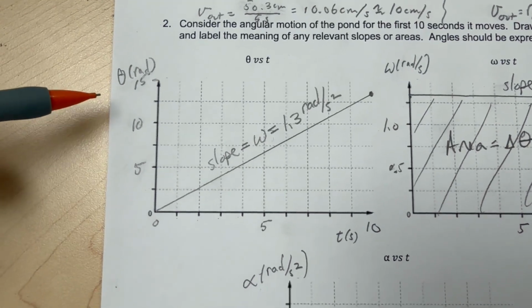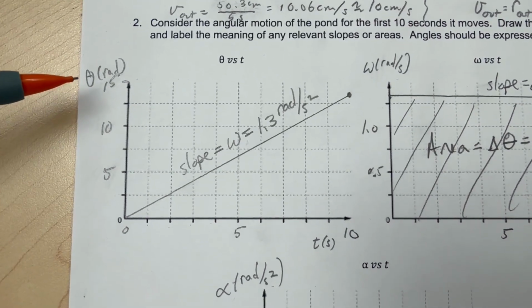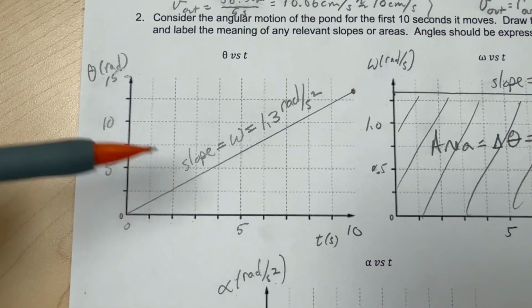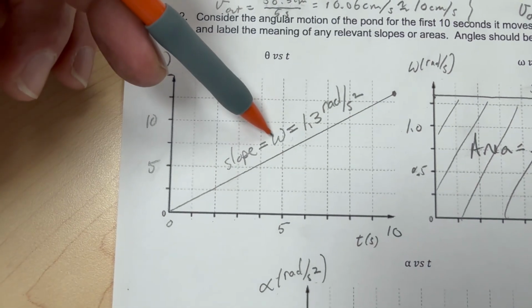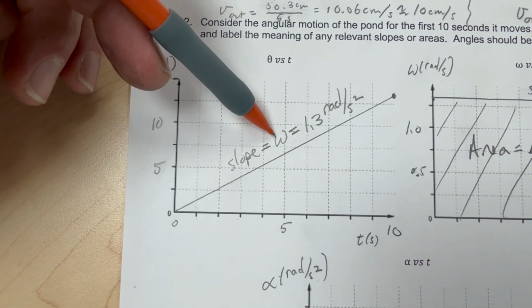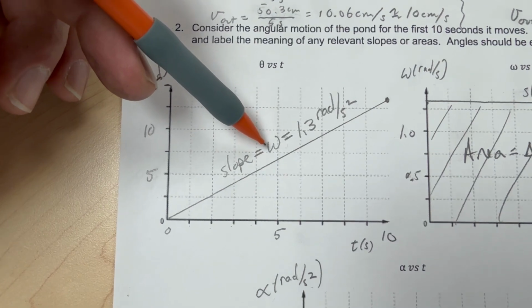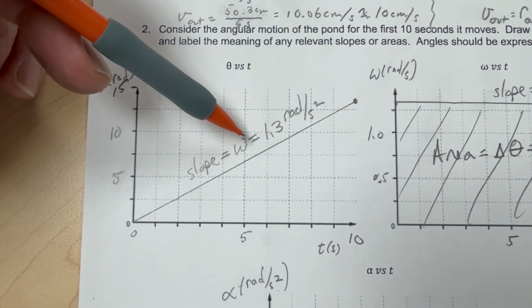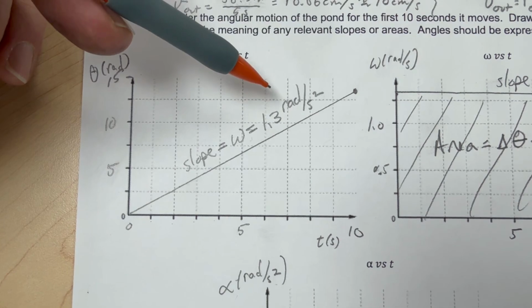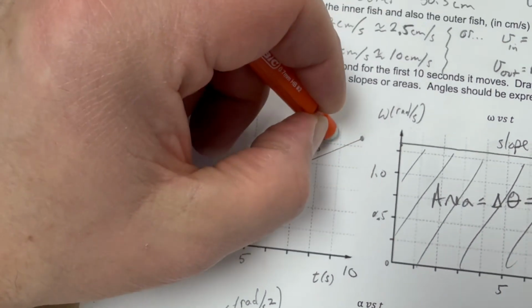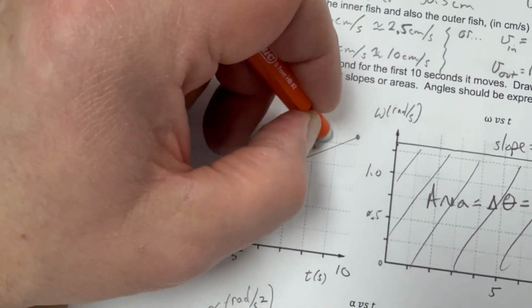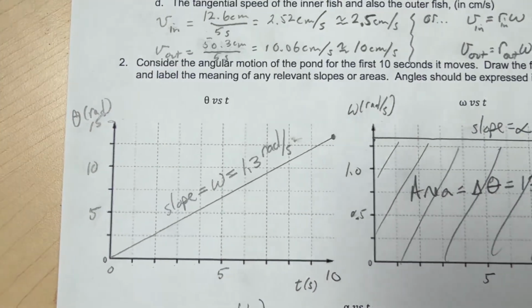Your graphs. You should see some kind of familiar graphical relationships here. This is an angular position versus time graph. So its slope would represent the angular speed or the angular velocity. I'm assuming this is a positive angular velocity. So 1.3 radians, not per second squared, but per second. That's an oops on my part.